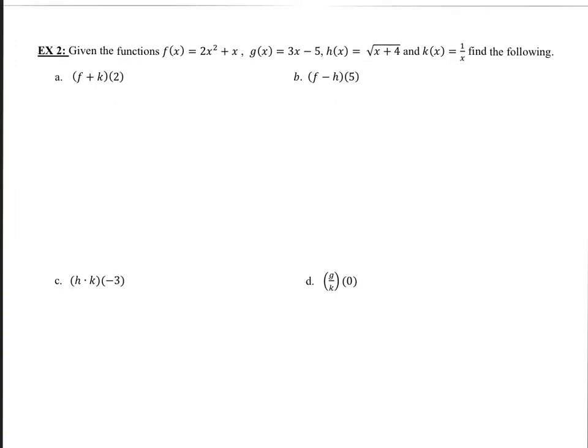Now let's take a look at example 2. Once again, we are given these functions, and we're told to find the following. Notice, this time, instead of x, we have actual numbers going into our equations. So changing the game up a little bit, but it's a pretty similar concept. So f plus k of 2 is going to equal f of 2 plus k of 2. Actually, let me rewrite that on the other side, give myself a little more room.